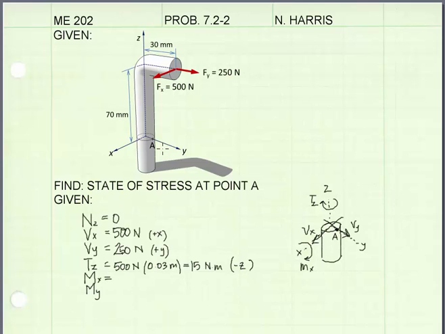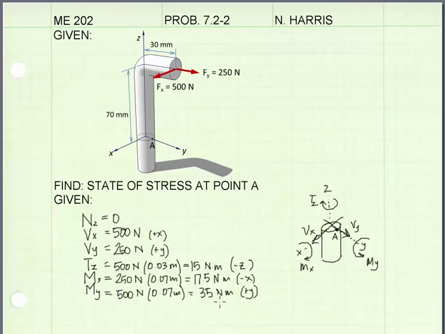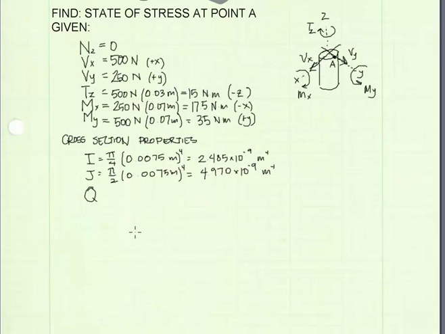There is a moment acting about the X-axis. It is the result of this 250 Newton force here, and it's acting along the moment arm of this 70 millimeters. That equals 17.5 Newton meters, and is acting about the negative X direction. There is a moment acting about the Y direction. It is caused by this 500 Newton force, and the moment arm is 70 millimeters. That gives us a moment of 35 Newton meters, and it's acting about the positive Y-axis.